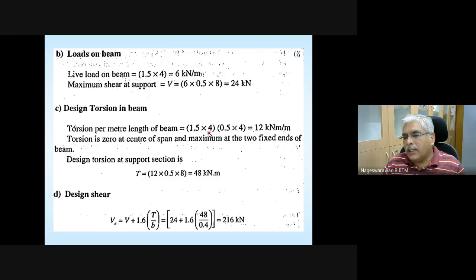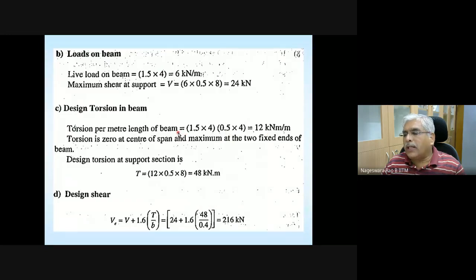So here this eccentricity is calculated assuming the cantilever span is with respect to the CG of the beam. If it is not so, then you need to add half of the width of the beam. You please think about it, okay? So this is the torsion per meter length of the beam.